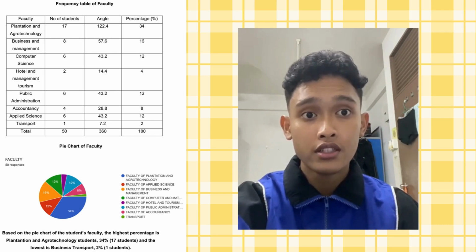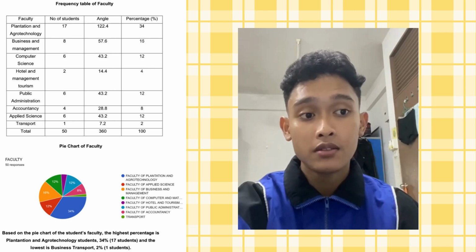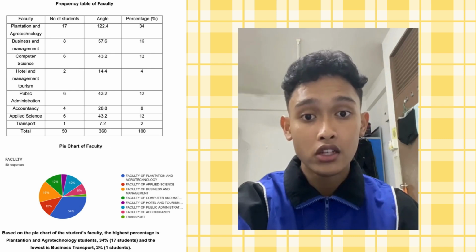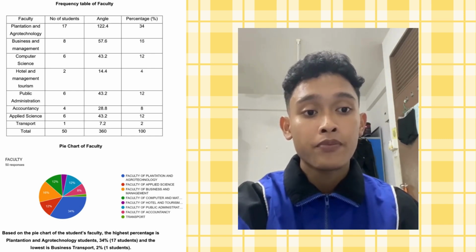For computer science is 6 students and 12%. For hotel management and tourism is 2 students and 4%. For public administration is 6 students and 12%. For accountancy is 4 students and 8%. For applied science is 6 students and 12%. And the last one is transport, 1 student and 2%. So there is a total sum of 50 students and a total of 100%.